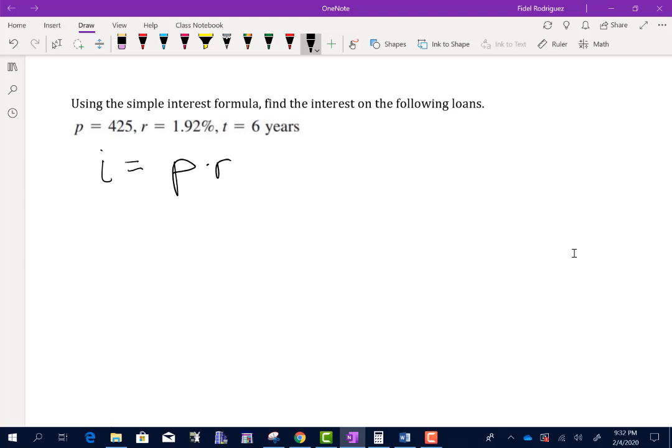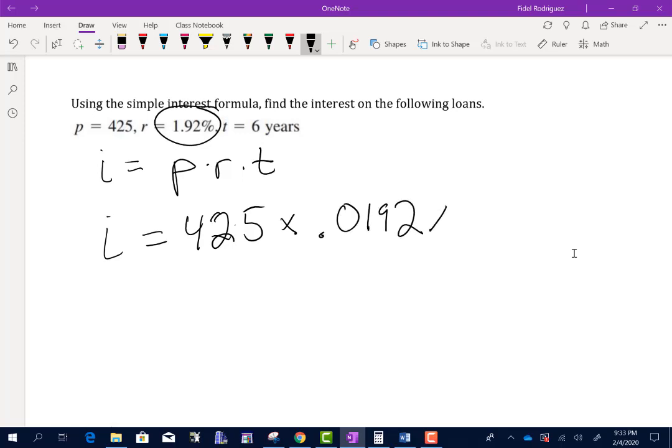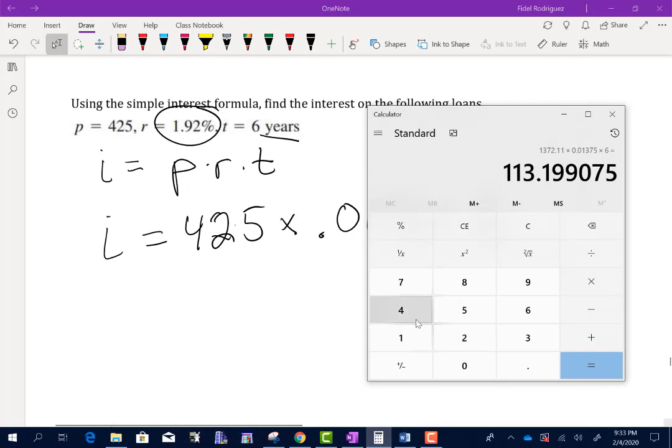So I equals P times R times T. Okay, so we can go ahead. This is going to be a straight plug and chug type problem. It's 425 times, as a decimal, that's going to be 0.0192. This is already given to me in years, so I'm just going to multiply it by 6. I will grab my calculator right here. 425 times 0.0192 times 6. So $48.96.